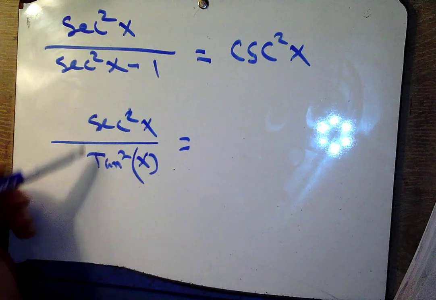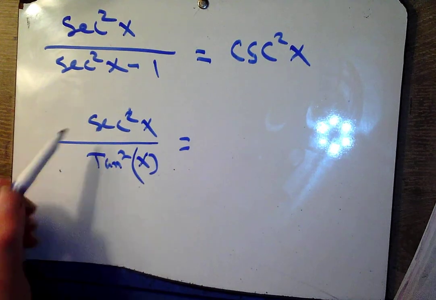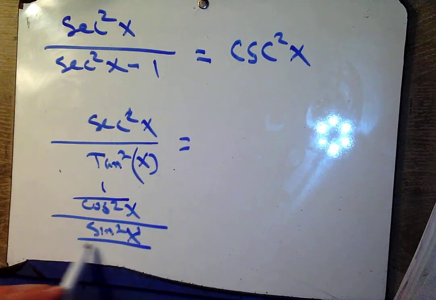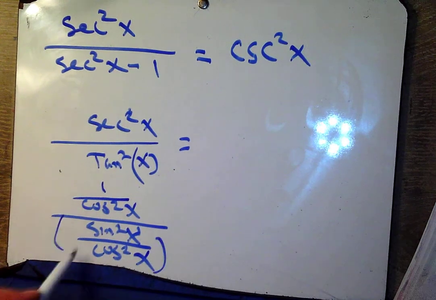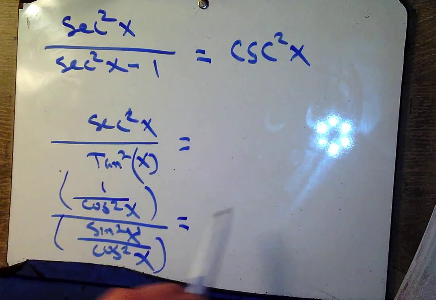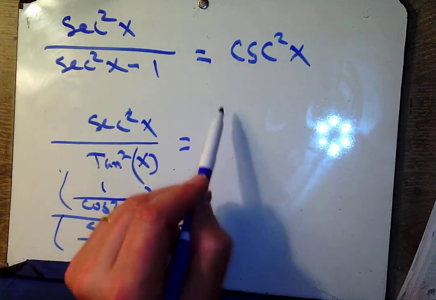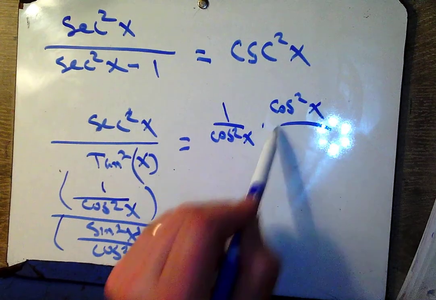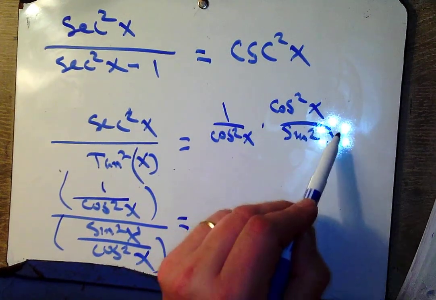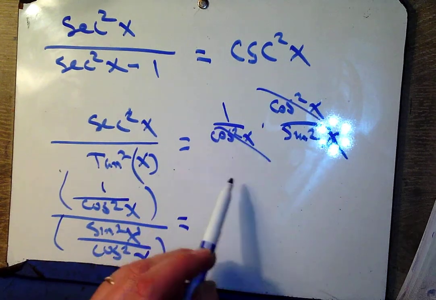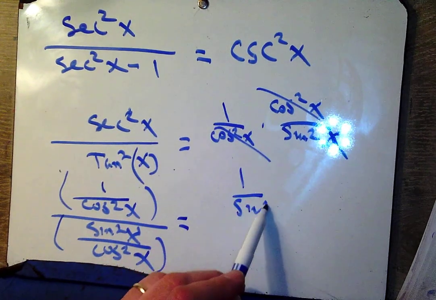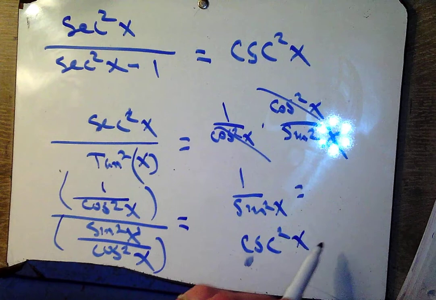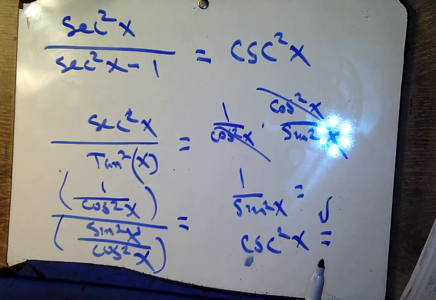Okay. Well, I think I'm going to rewrite these in terms of sines and cosines. And now I've got that complex fraction thing going on. And so I can say, all right, well, I'll flip and multiply. 1 over cosine squared times cosine squared over sine squared. Oh, look, cancel, cancel. I now have 1 over sine squared, and that's equal to cosecant squared. And we're all done. So that's one approach.